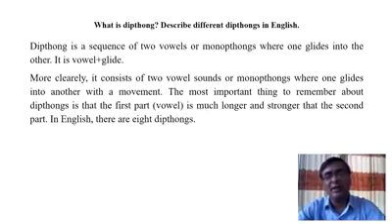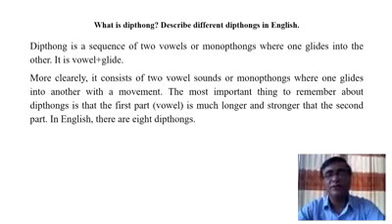One glides into the other. That means there is a smooth movement of one vowel into another. I repeat, there is a smooth movement of one vowel into another. That is what is called gliding into the other. When you pronounce two vowel sounds together, definitely one vowel sound will dominate the other. And that is exactly what has been discussed in the first line. More clearly, a diphthong consists of two vowel sounds or monophthongs where one glides into another with a movement. Between these two vowel sounds, one glides into another, that means the movement of one vowel sound to another. And there must be a movement.